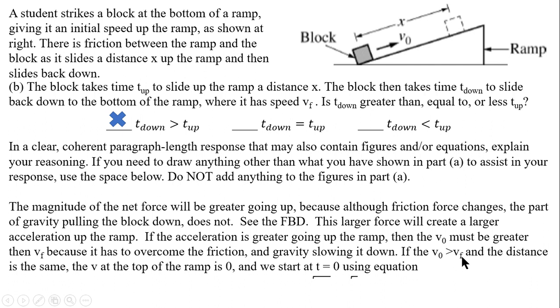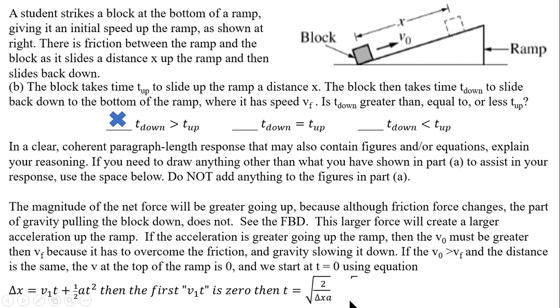But if my V naught is greater than my VF and the distance is the same, the V at the top of the ramp we know is 0, and we start at t equals 0. Using the equation delta x equals V_i t plus 1/2 a t squared, then the first V_i t is 0. Right? So this V_i t here has to be 0 because the time is 0. So the time is either 0, or up here, your velocity, if you take that as your final velocity, is 0. Then t equals the square root of 2 delta x over a.